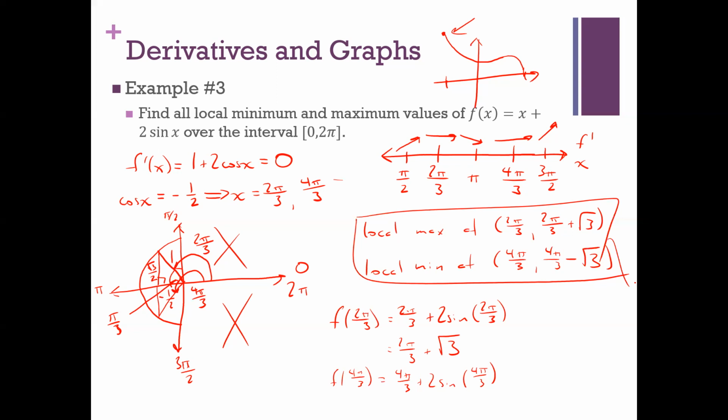Any other questions about this? So, is there ever a circumstance in which the endpoints or the absolute maximum minimum are considered local? Yeah, for example, if I altered this interval to be 0, 4 pi over 3, you would have an absolute min and local min at the same place.